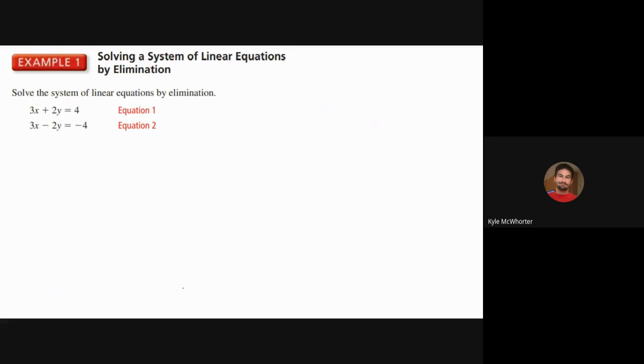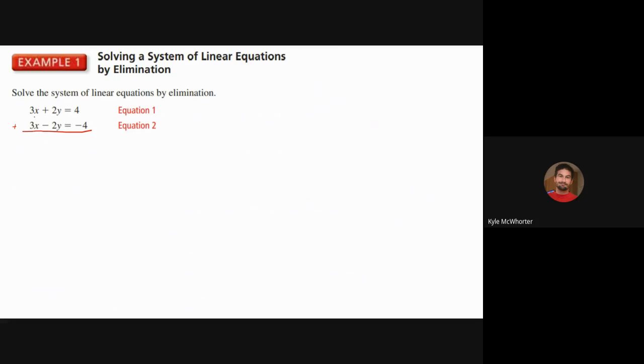So let's take a look at our first example. This example is one of the easy ones that I told you is already set up. The easiest way to solve these is to write them in standard form, ax plus by equals c, so that the x's and the y's are lined up vertically. You notice right here that you have a positive 2y and a negative 2y, and if you add those together, that makes 0. So you're allowed to add these two equations together and get a new equation.